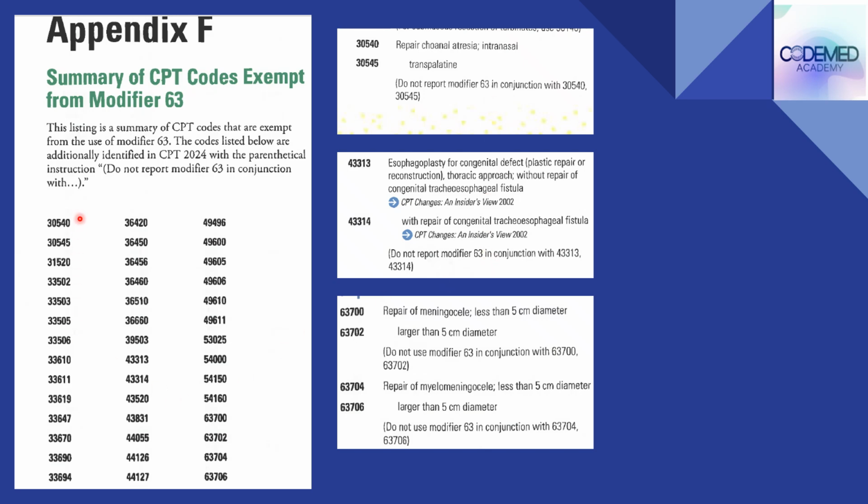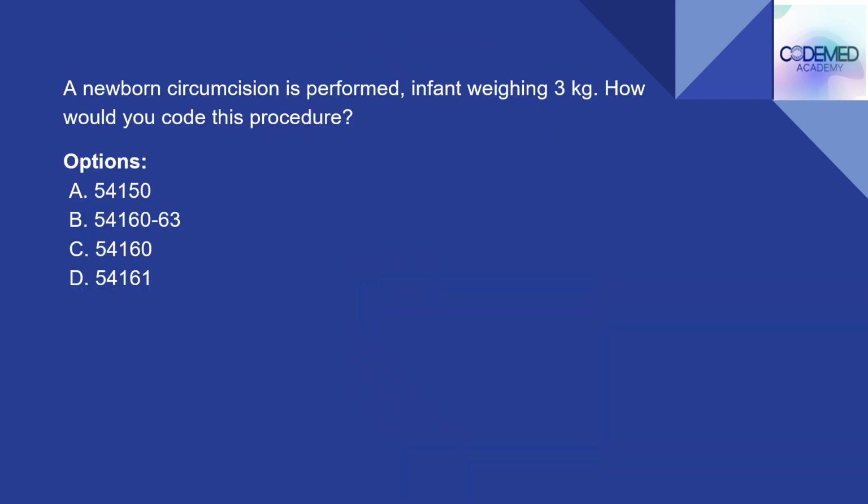So I have taken some of the examples from here and I checked them in the particular chapter, and everywhere you will see the modifier 63 should not be applied. It's a very clear-cut parenthetical note, so it is important to read the parenthetical note. Now let us take one example. A newborn circumcision is performed, infant weighing 3 kg. How would you code this procedure?